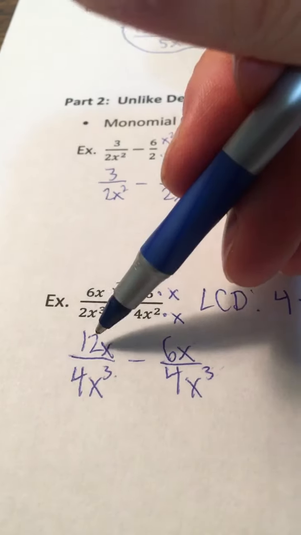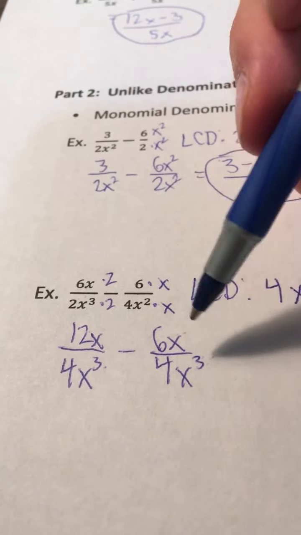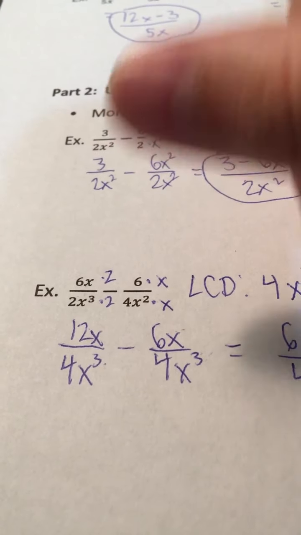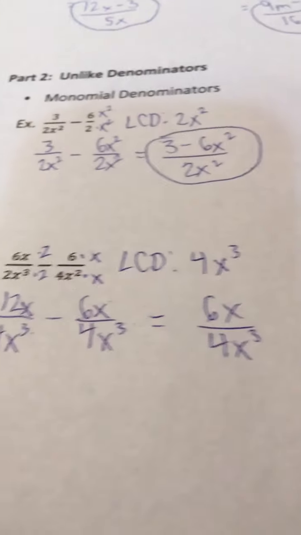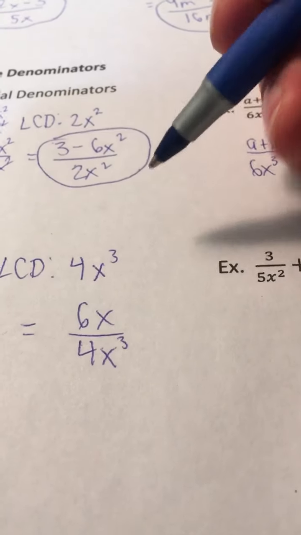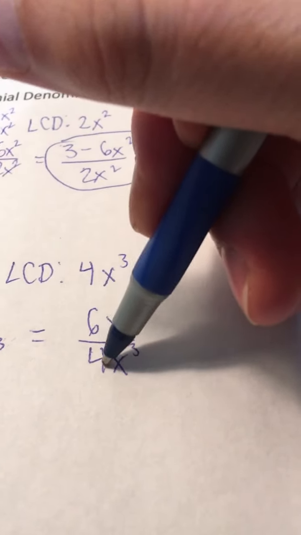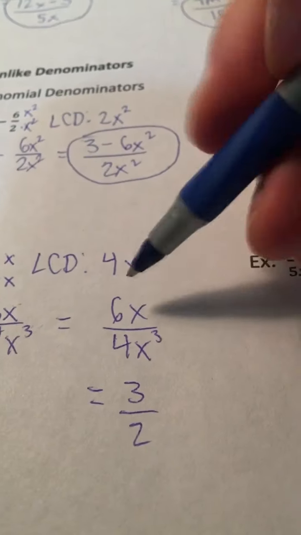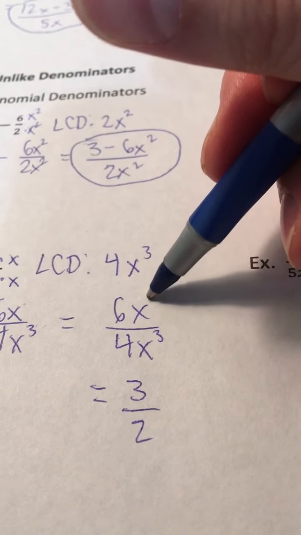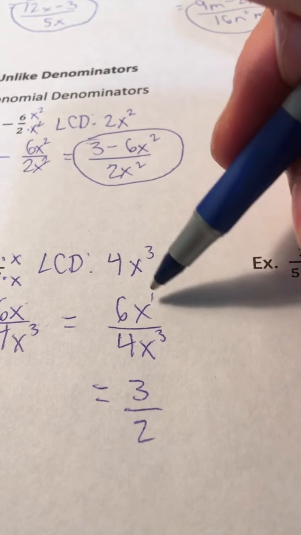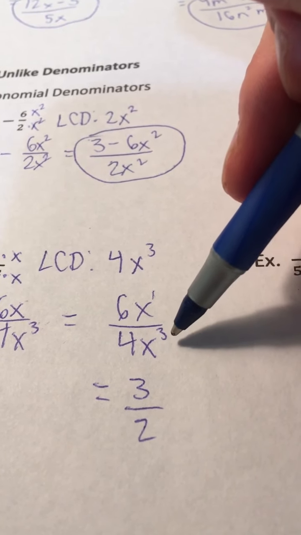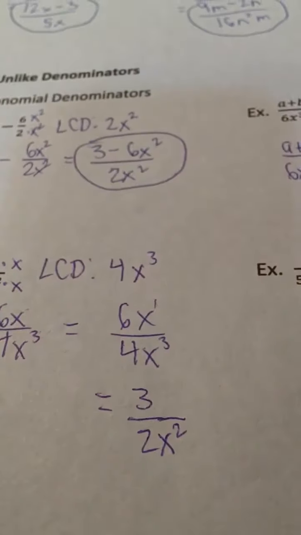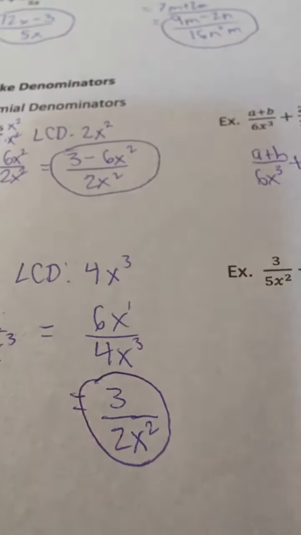So now let's work this out. 12x minus 6x, that one I can work out. That's going to give me 6x over 4x to the third. Now that is correct, but it is not finished. I can reduce this. First of all, 6/4, I can divide those by 2. Going to give me 3 over 2. And then the x's, remember that's x to the 1. What do you do with the exponents again when you divide? You subtract them. Going to give you x squared on bottom because that's where the bigger exponent was. So my answer is going to be 3 over 2x squared.